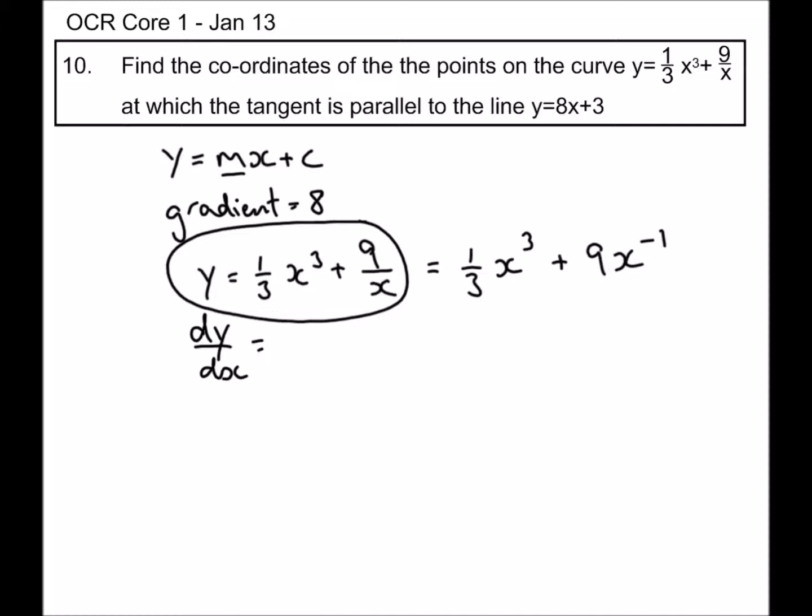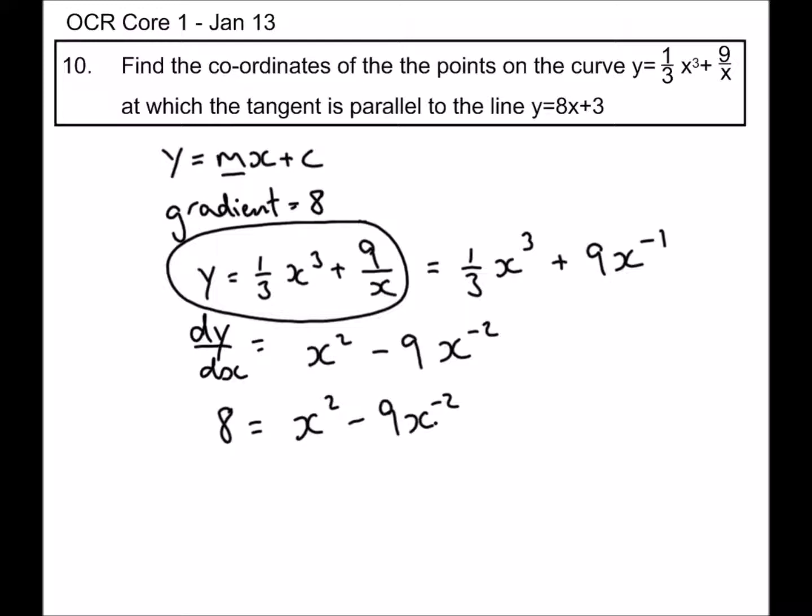We're going to times by the power, which gives us 3/3 or 1x squared, because we take 1 off the power. And then when I times by the power, I'm going to get minus 9x, and then I'm going to take 1 off the power. I want to see where this is equal to 8, because that's the gradient we're after. So we get 8 equals x squared minus 9x to the minus 2.